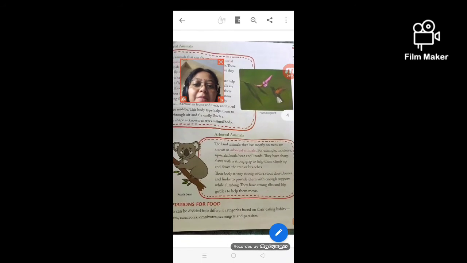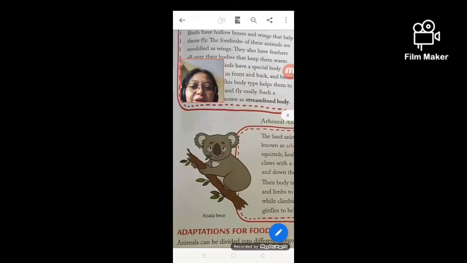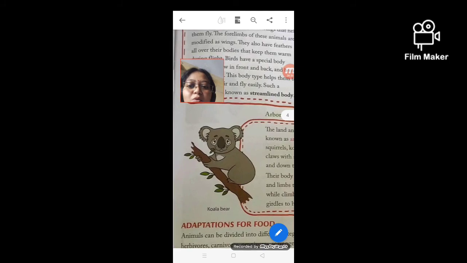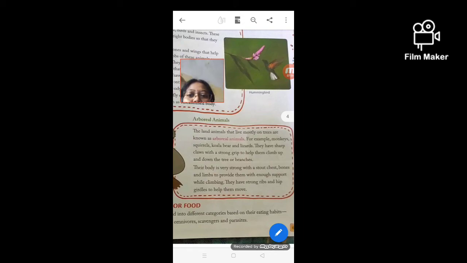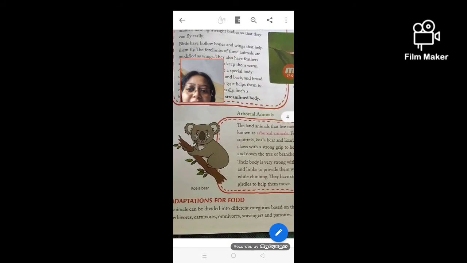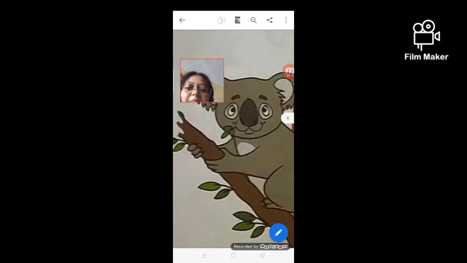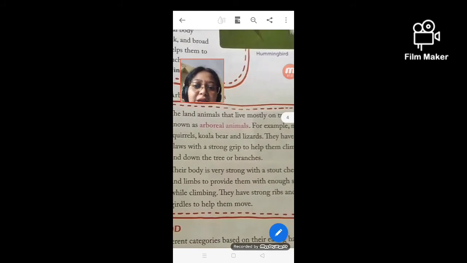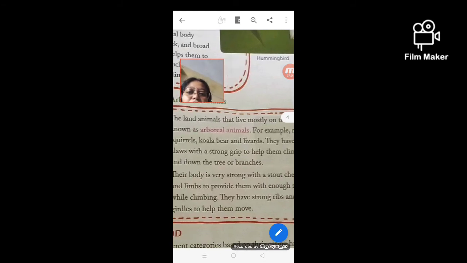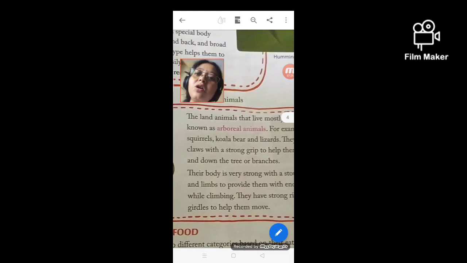Next is arboreal animals. The land animals that live mostly on trees are known as arboreal animals. Koala bear is an example. For example, monkeys, squirrels, koala bears and lizards. They have sharp claws with a strong grip to help them climb up and down the tree or branches. So see their claws, they have sharp claws so that they can hold the branches.